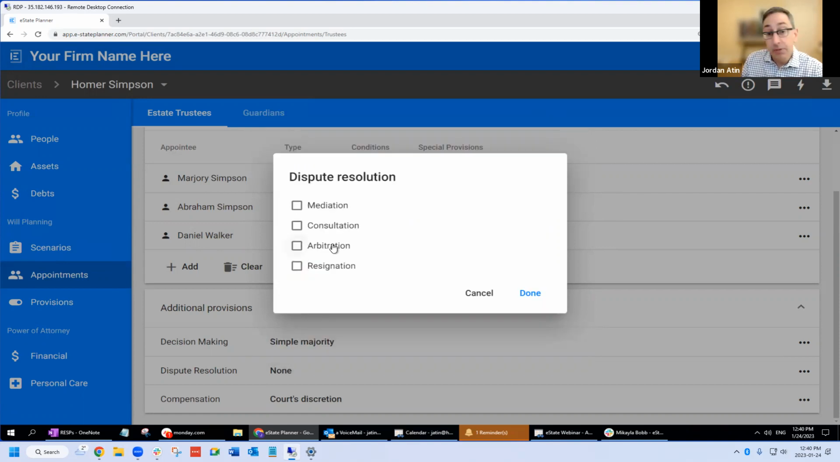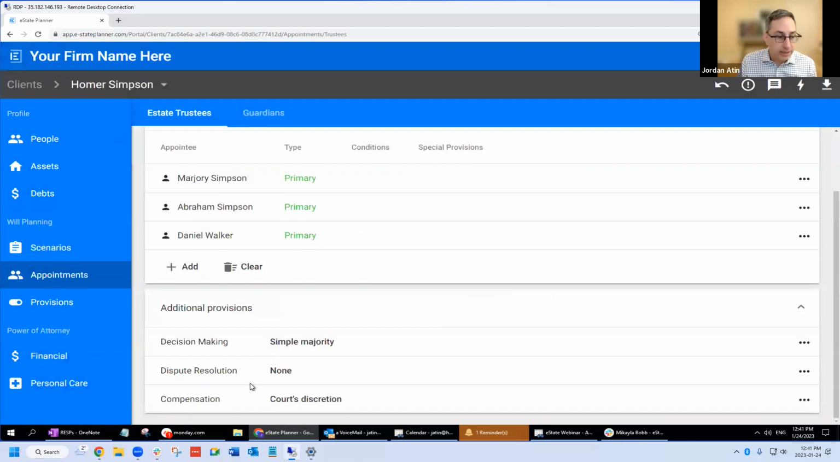So these are kind of the most common. If there's a dispute, you might say, look, go to mediation or consult with this third party or go to arbitration. Or if you're fighting, guess what? You all resign. And I've used that in cases where I have a backup, and you should definitely consider having a backup executor. Often we use a trust company, and that's sort of the carrot and the stick. If you're fighting so much, great, we'll get somebody who's going to charge you a lot of money to take over, and then you'll get less money if you're fighting. So that's the dispute resolution.